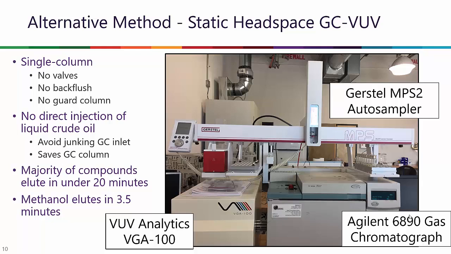We have an Agilent 6890 gas chromatograph, and again, this detector can connect up to a variety of different GCs as well as headspace units. But in our lab, we have the Gerstel MPS2 autosampler, and lastly, of course, our VGA 100.